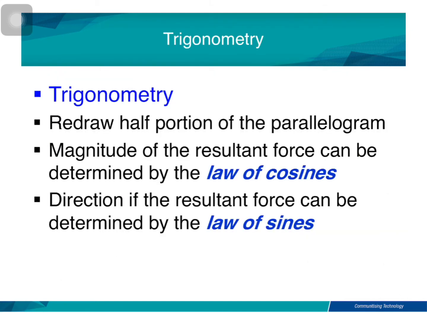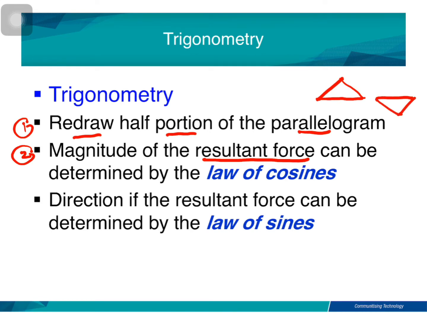So next is trigonometry. Here, first we need to redraw half portions of the par law. So this is number 1. These are the steps in order to implement trigonometry to determine the resultant force. Now number 2, we need to get the magnitude of the resultant force. After we choose the top or bottom triangle, then you need to calculate the force resultant.